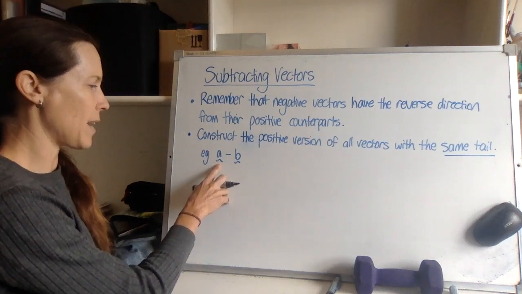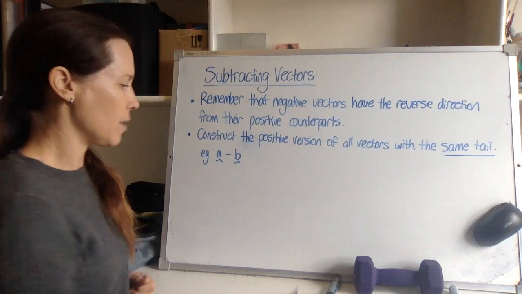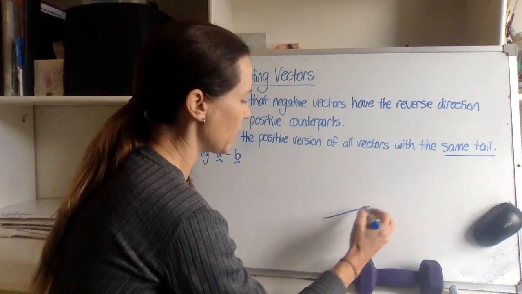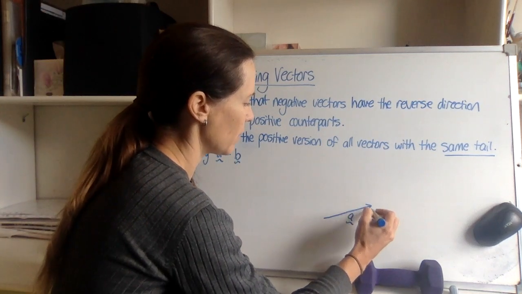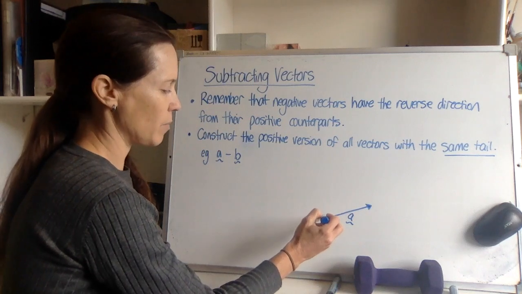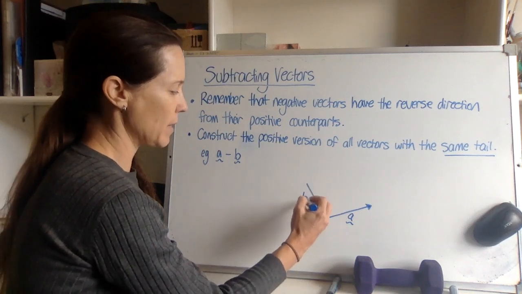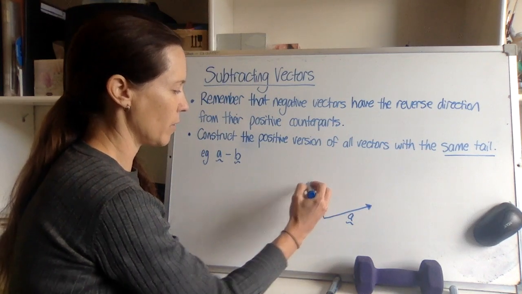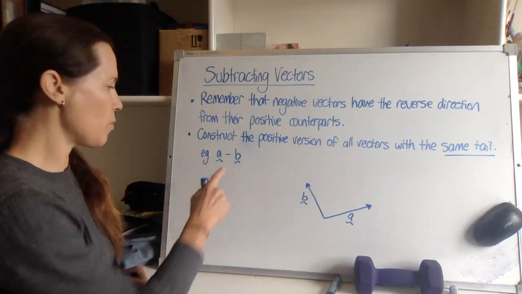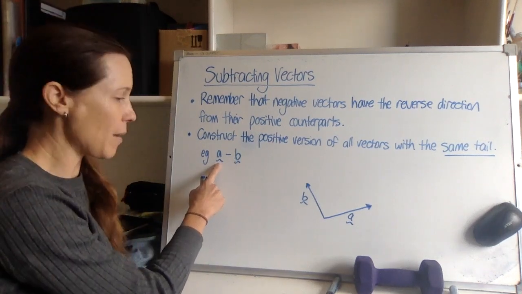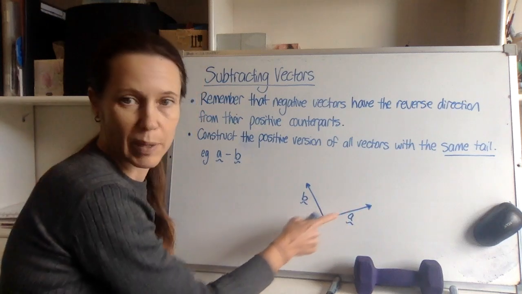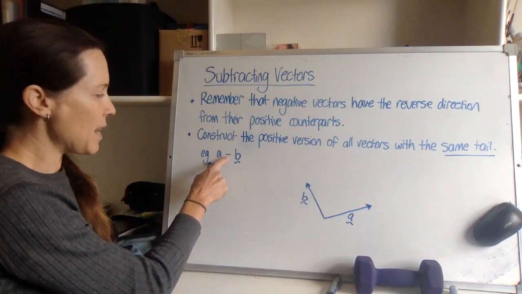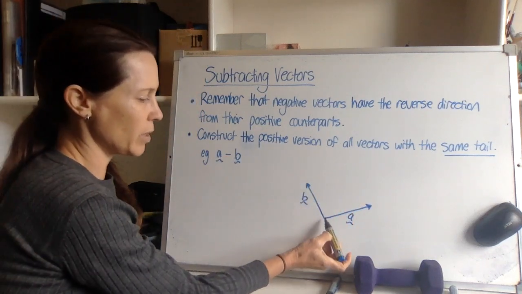If we have vector A minus vector B, now we can make these both have the same tail. Let's make vector A go here, and let's make vector B start from the same place, but go wherever it's going to go. Now, if we want a positive vector A, that means we want to travel along this path here. But if we want negative vector B, it means that we don't want to go from here to here.